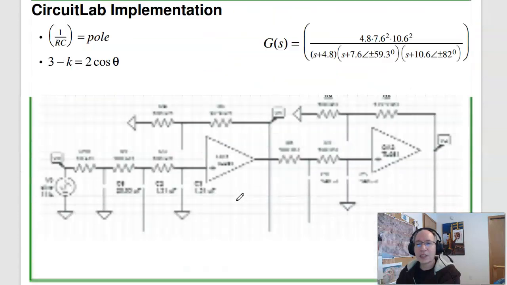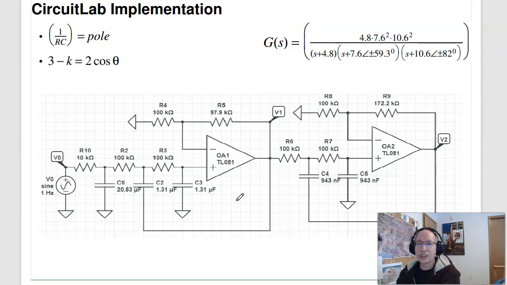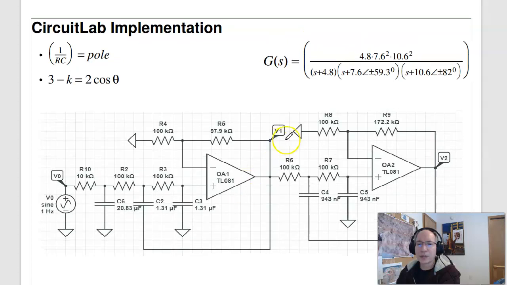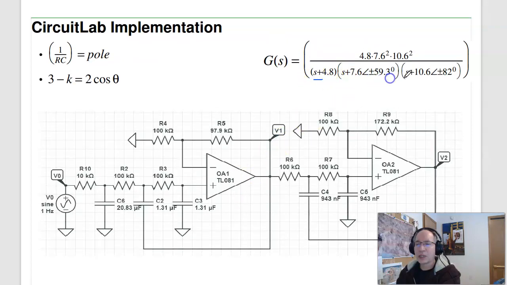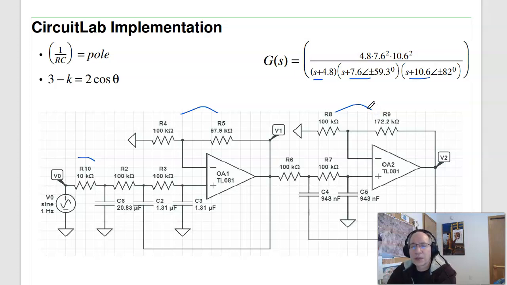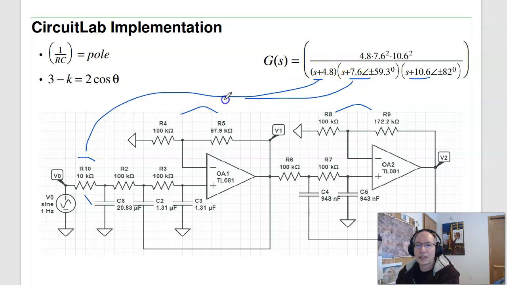To implement a Chebyshev filter, it's actually not any harder than implementing a Butterworth. I've got a real pole and 2 sets of complex poles, so I have an RC filter and 2 second-order low-pass filters, just like a Butterworth. The difference is the amplitude of the pole is different for each one. For a Butterworth filter, I always had the same RC combination. This one, they're different. The first 1 over RC is 4.8. That's this guy. The second 1 over RC is 7.6. The third 1 over RC is 10.6.